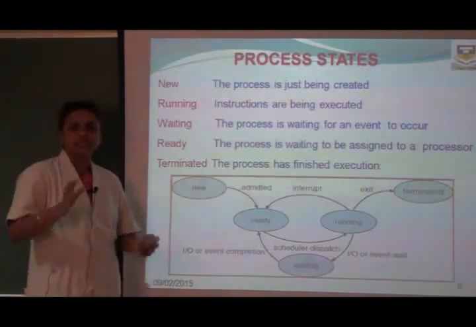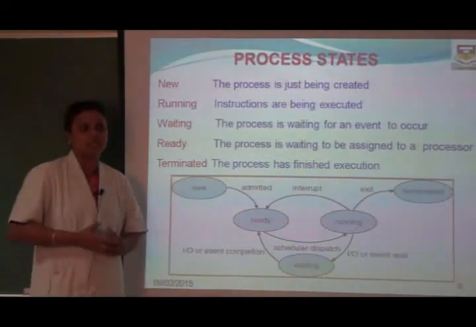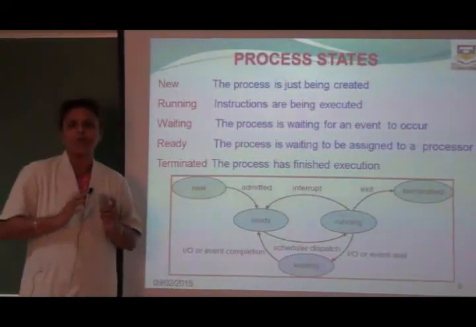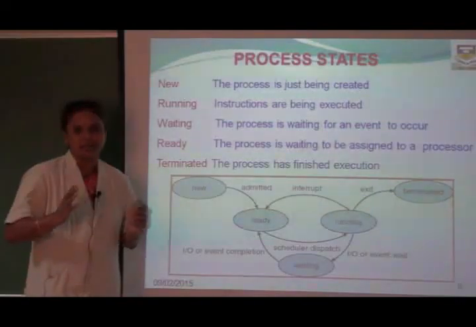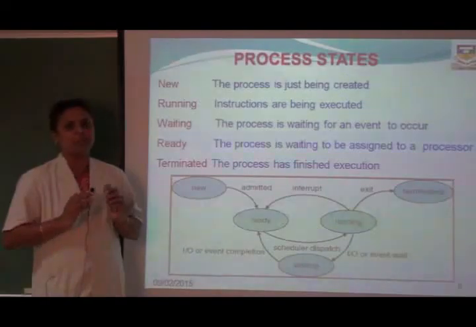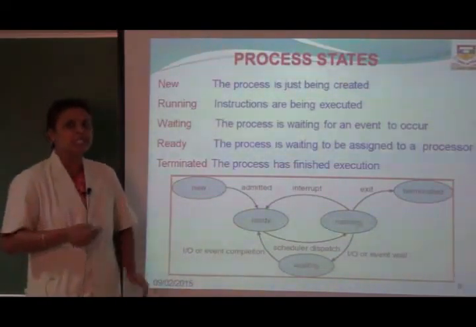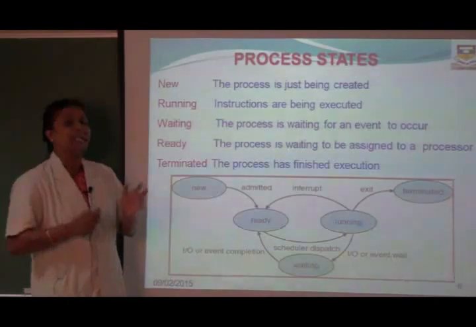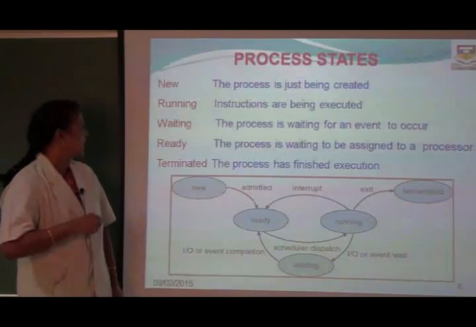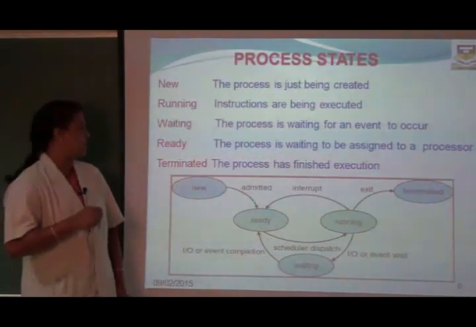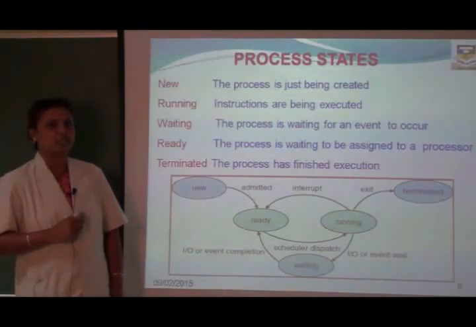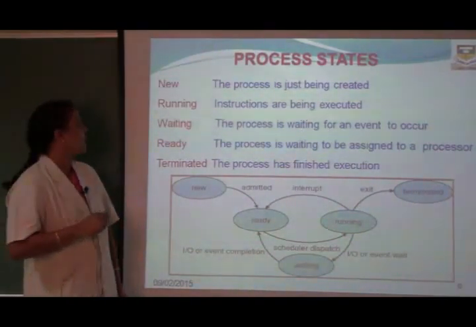Then the process has collected all the resources and it is waiting to get the CPU. Without using the CPU, or central processing unit, the process cannot continue or even start its execution. So it needs the CPU. When a process has collected all the resources but is waiting to get the CPU, that process is in the ready state. And after getting the CPU, the process can start its execution. That state is called the running state.